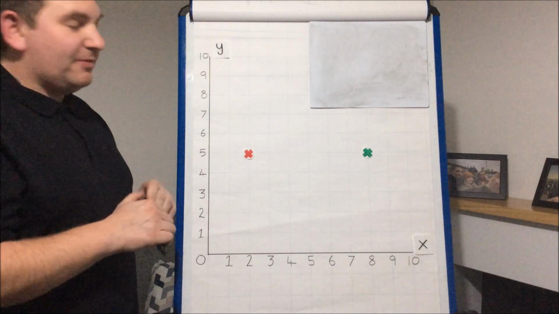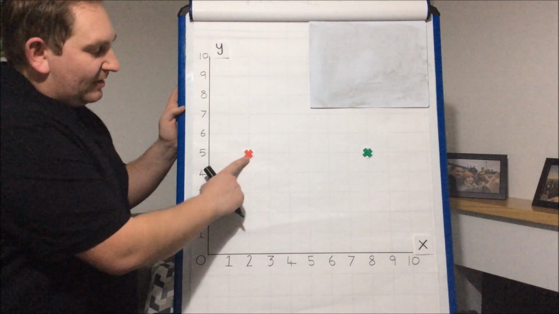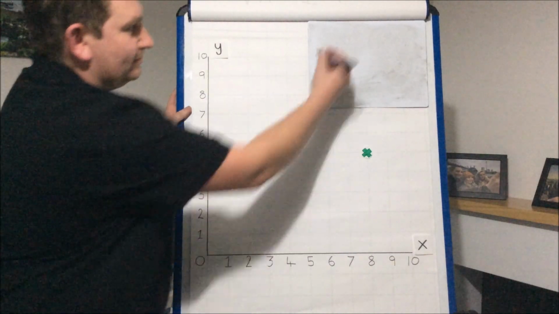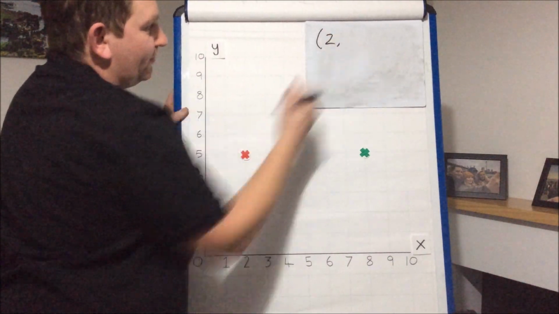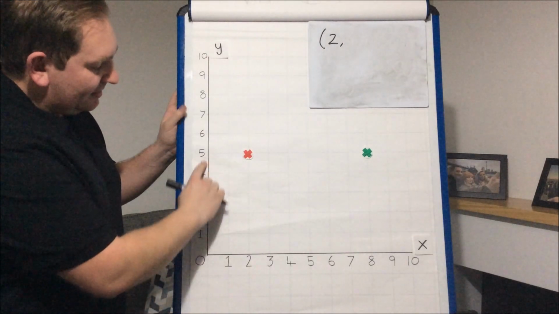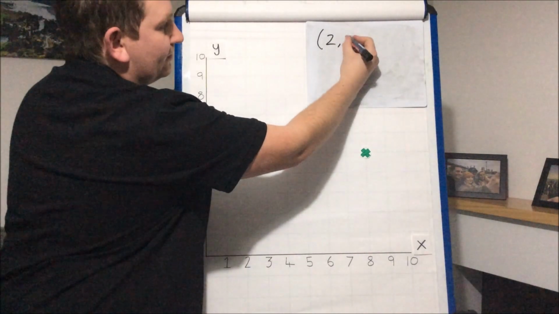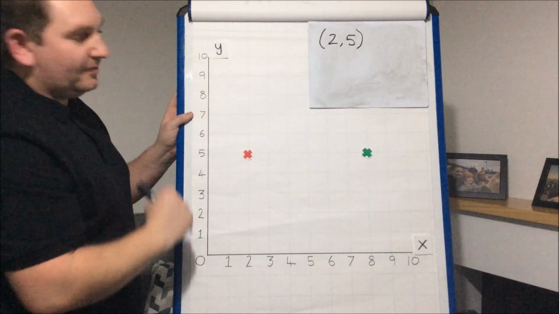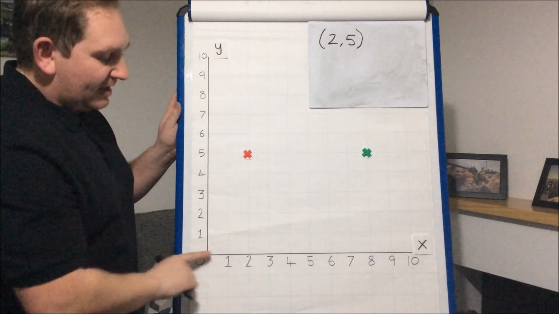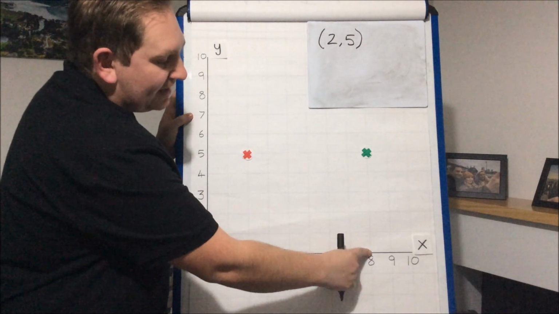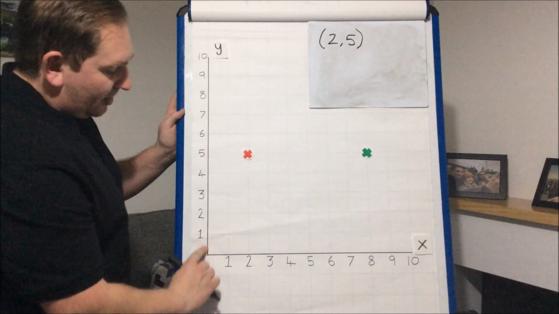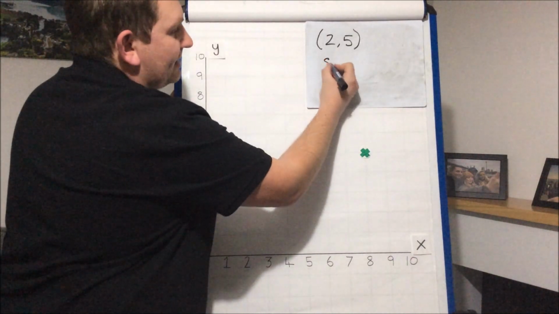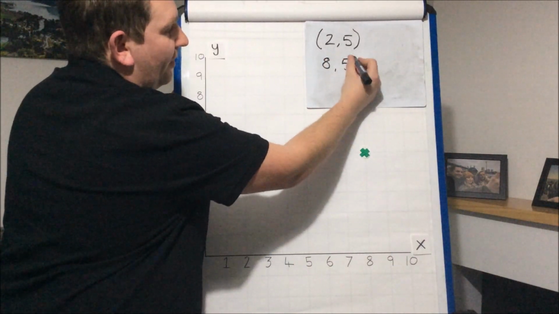Okay, so if we write down the coordinates, for the red cross we can start, we'll go along the corridor to 2, and then if we go up the stairs we reach 5. So our coordinates for the red cross are 2, 5. If we do the green cross, again along the corridor, 8, and then if we go up the stairs we reach 5 again, so it is 8, 5.